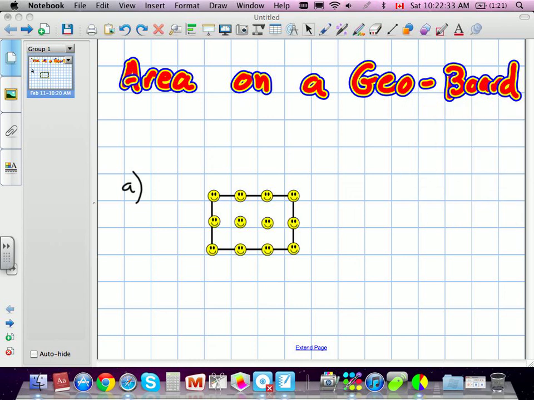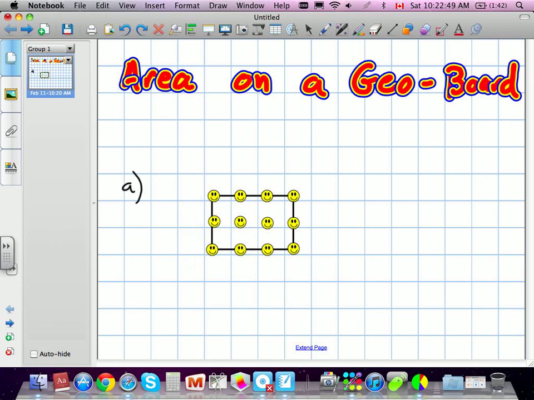So this one is area on a geoboard. Okay, so we obviously don't have a geoboard here, but we kind of made a picture. Each of these faces represents a peg on a geoboard. Okay, and the black lines represent our elastic band. Now, what we need to find is the area of this object.